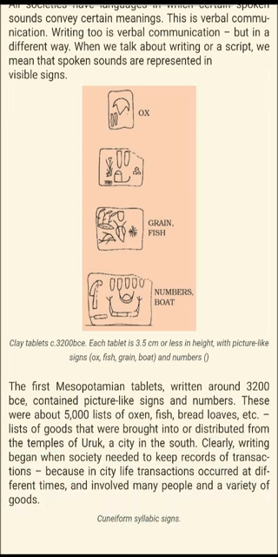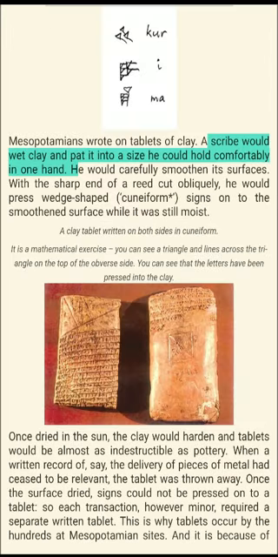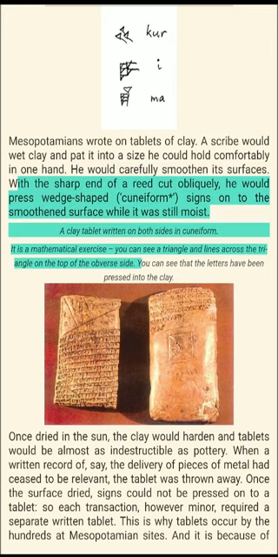Clearly, writing began when society needed to keep records of transactions, because in city life transactions occurred at different times and involved many people and a variety of goods. Cuneiform syllabic signs. Mesopotamians wrote on tablets of clay. A scribe would wet clay and pat it into a size that he could hold comfortably in one hand. He would carefully smoothen its surfaces.